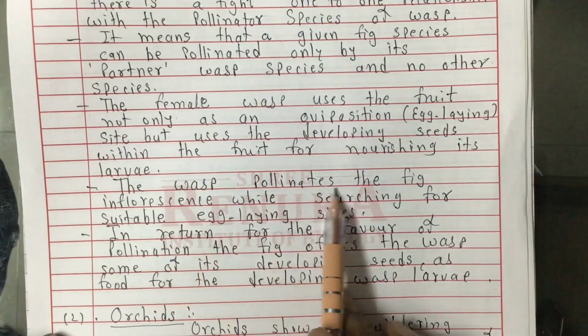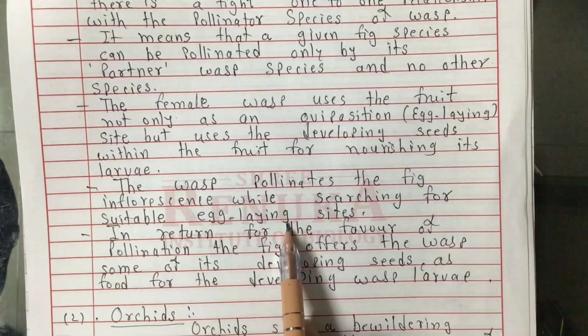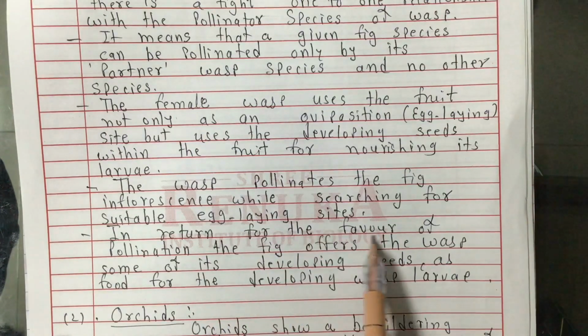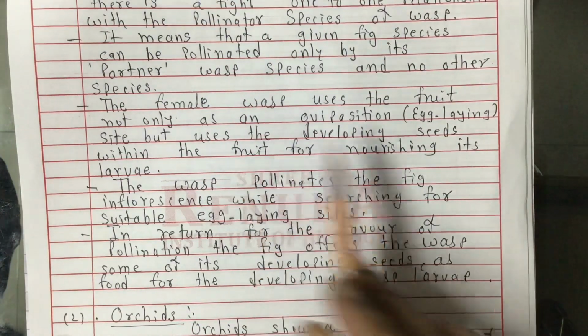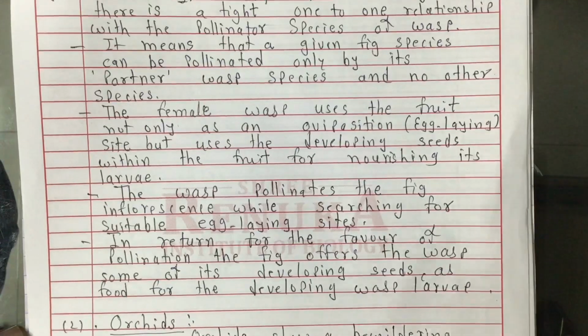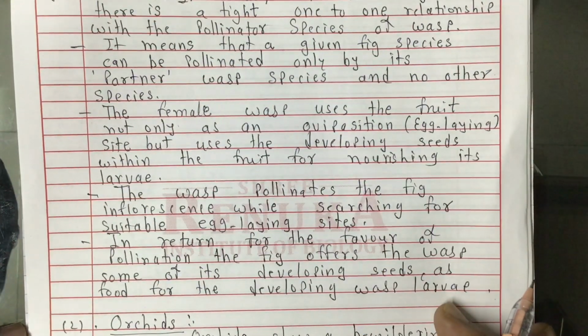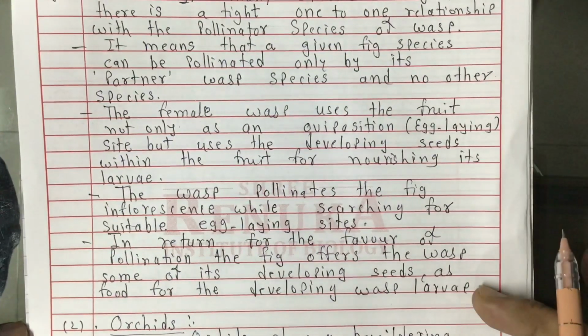The wasp pollinates the fig inflorescence while searching for suitable egg-laying sites. In return, for the favor of pollination, the fig offers the wasp some of its developing seed as food for the developing wasp larvae. So this is a very simple relationship between the wasp and the fig. You can easily write this example as a mutualism kind of relationship. It's a 2-mark question for the people in the exam.